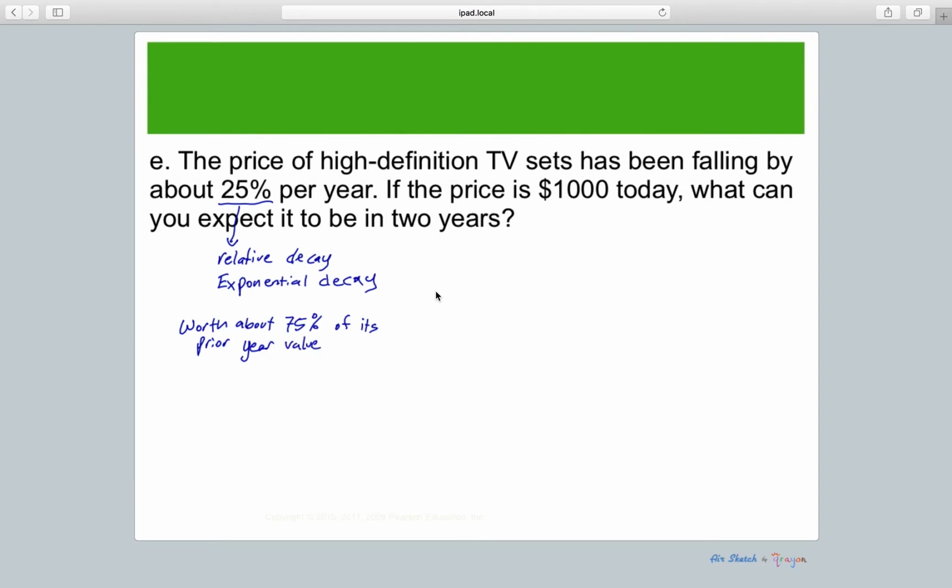All right, so if it starts off costing $1,000, and then after 1 year, it's going to be worth 75% of that. And then after another year, it's going to be worth 75% of that. So this is 1,000 times 0.75 squared, which is an exponential expression. So 1,000 times 0.75 squared, it's going to be worth $562.50.